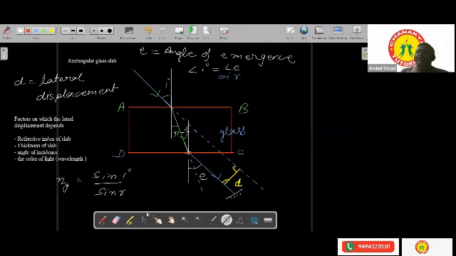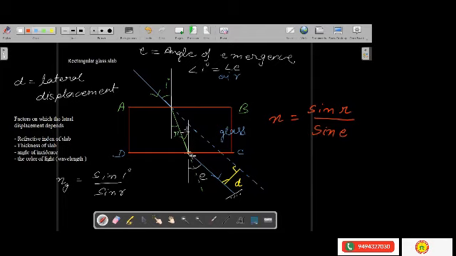Okay. If I observe at this point and want to find the refractive index the same way, I will say the refractive index is equal to, again, sin I by sin R, but now my angle of incidence is equal to R, and the angle of refraction is equal to the angle E. So I'll write here sin R by sin E. Is it correct? Anyone having any doubt?